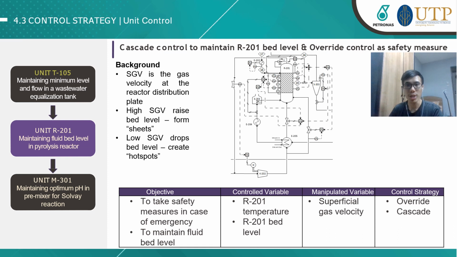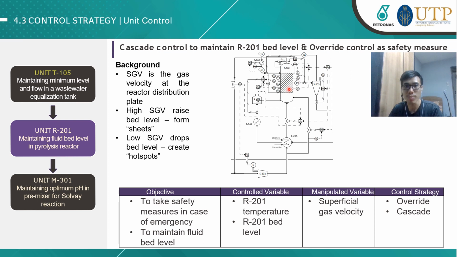Superficial gas velocity, SGV, is a supercritical parameter that affects the health of a fluidized bed reactor. SGV is basically the gas velocity at a reactor distribution plate. A high SGV increases the fluid bed level, which increases the likelihood of forming sheets at the reactor dome, while a low SGV decreases the reactor bed level, causing reaction to be highly concentrated at the bottom section of the reactor, which tends to create hot spots or chunks, resulting in a reactor shutdown.